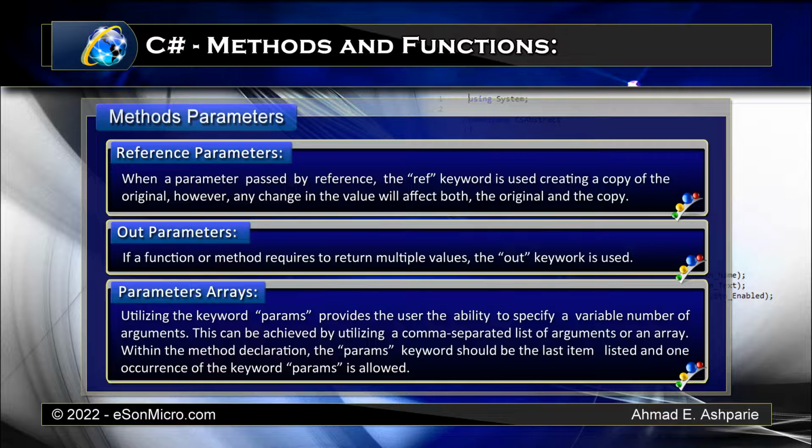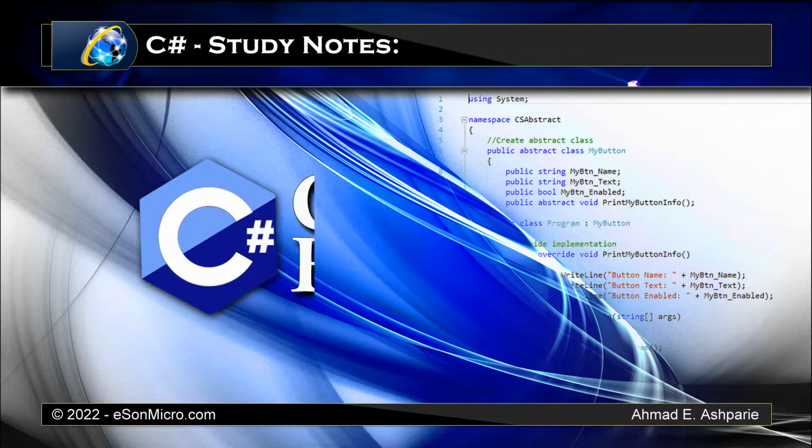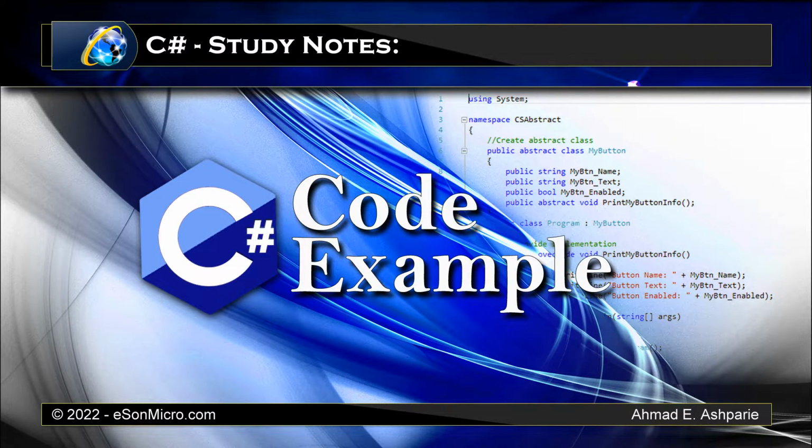Parameter arrays. Utilizing the keyword params provides the user the ability to specify a variable number of arguments. This can be achieved by utilizing a comma-separated list of arguments or an array. Within the method declaration, the params keyword should be the last item listed, and one occurrence of the keyword params is allowed. Now, let's switch to Visual Studio.